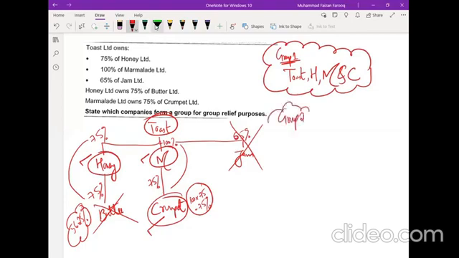Group number two means Honey and Butter. Honey has 75% holding in Butter. So Honey and Butter is the second, individual group, because Butter is not a part of the main group. So Butter and Honey are creating a second group. Any questions, please? No questions. Please note it down.